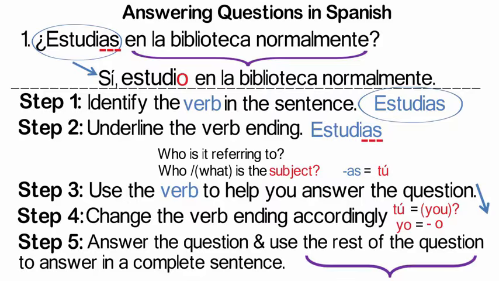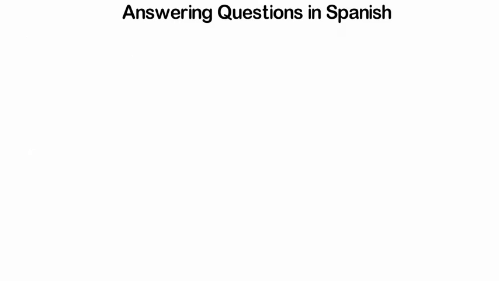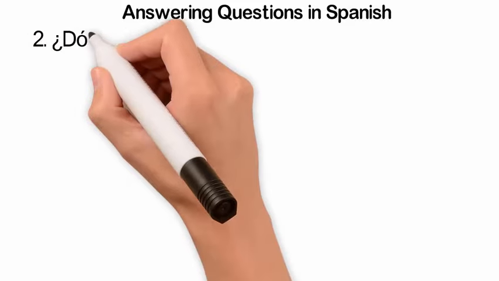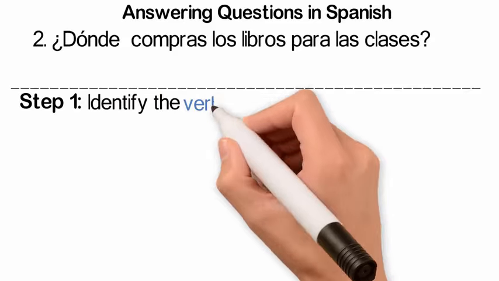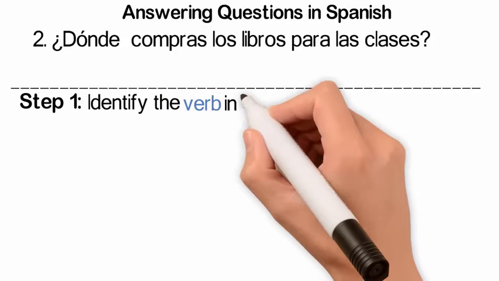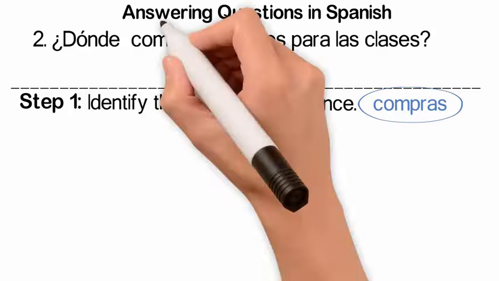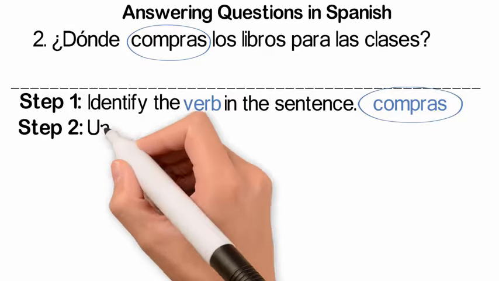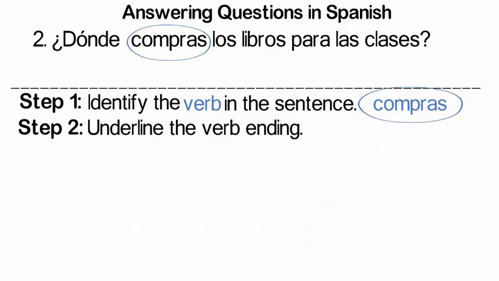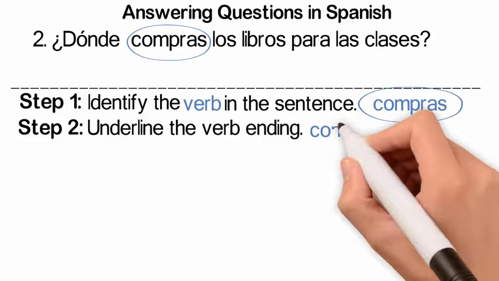Let's look at some more examples to make sure that you have all the steps down. Example 2. ¿Dónde compras los libros para las clases? Let's follow all 5 steps to answer this question. Step 1. Identify the verb in a sentence. In this case, the verb, the action word, is compras. Circle the verb to help you follow along. And now, step 2, underline the verb ending. In this case, the ending is as.